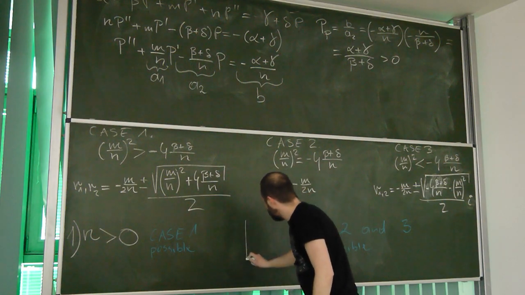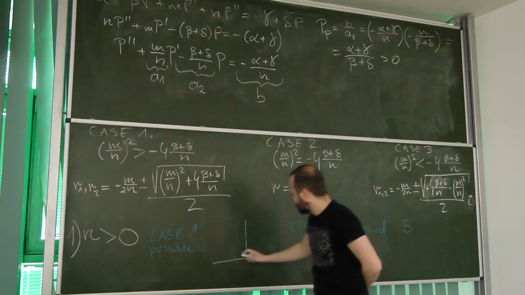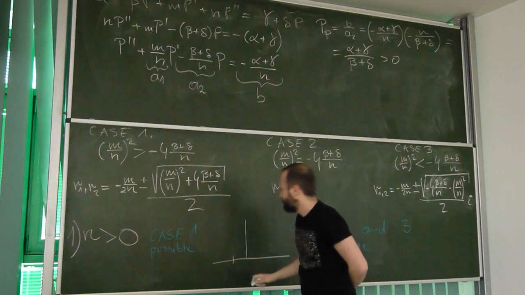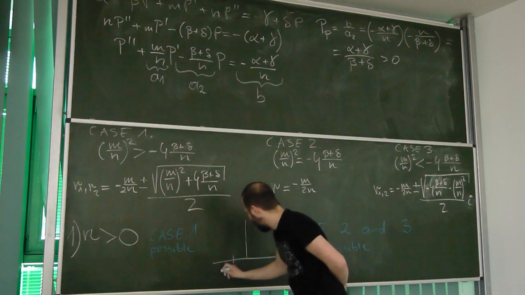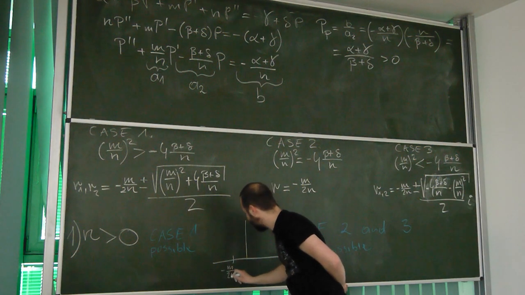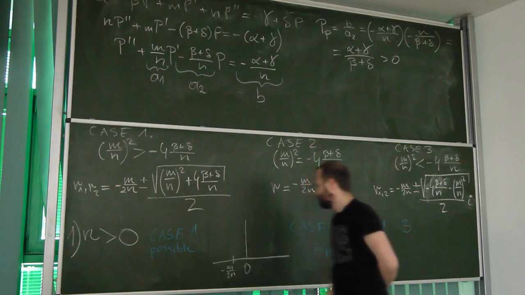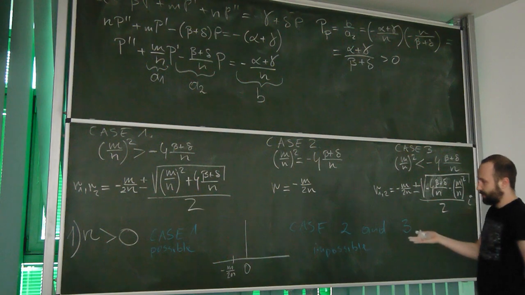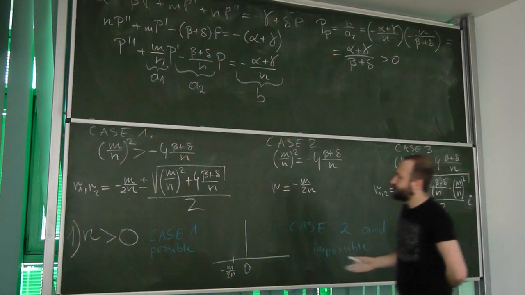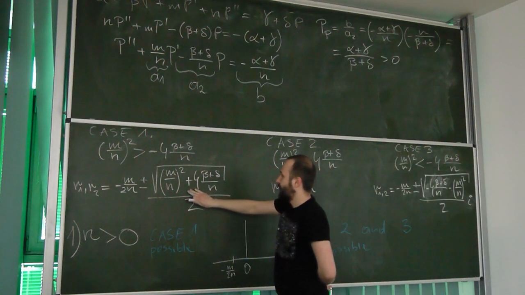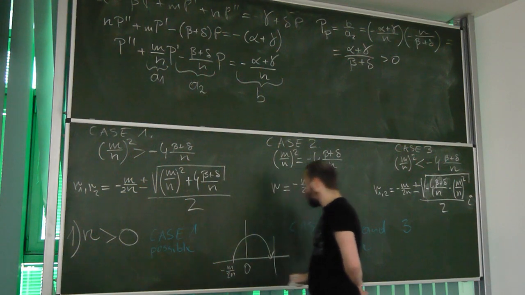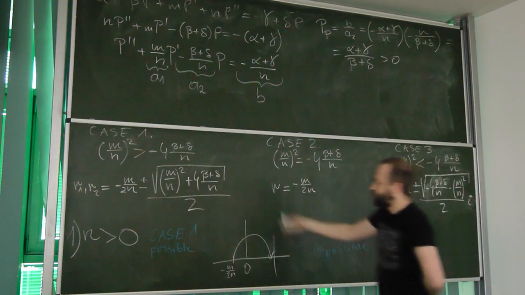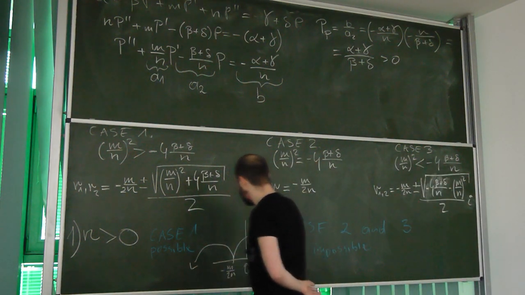If it happens to be that m over negative m over 2n is smaller than 0, this is good, but what do we see? If I add a number to it that is bigger than this number, it will be bigger than 0. Of course, if I subtract, the number will be smaller.